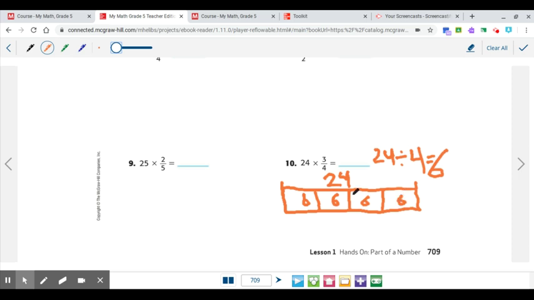Okay, and if I check my work, 6 plus 6 is 12, plus 6 is 18, plus 6 is 24, right? Now that I know what each of my 4s are worth, I know that I'm going to need 3 of these 4s. So here's 1, here's 2, and here's 3. So if this is worth 6, this is worth 6, this is worth 6, what is 6 times 3? It's 18. And that's your answer.